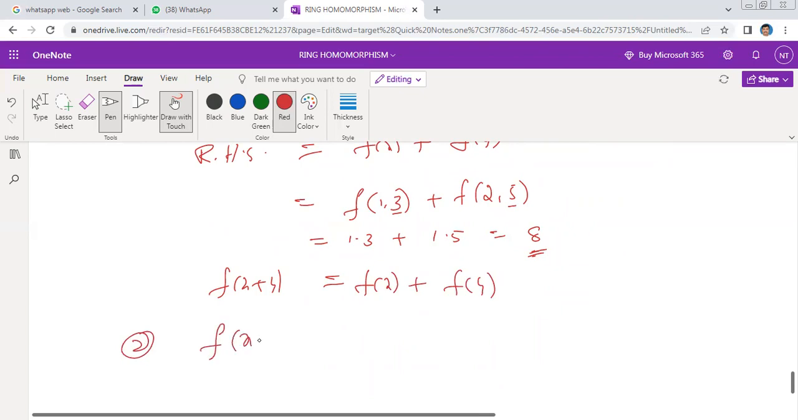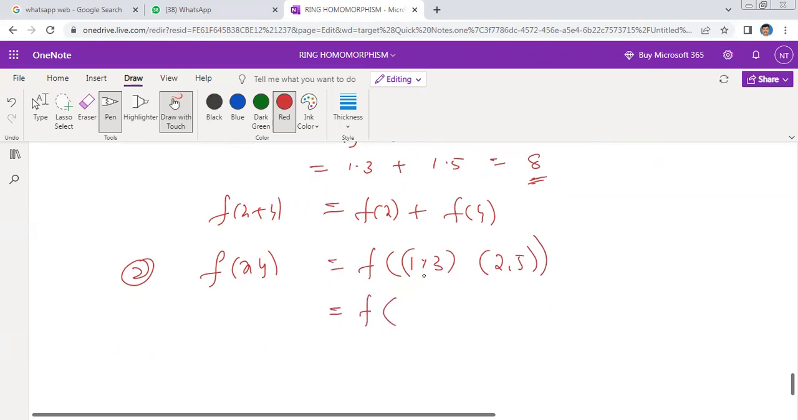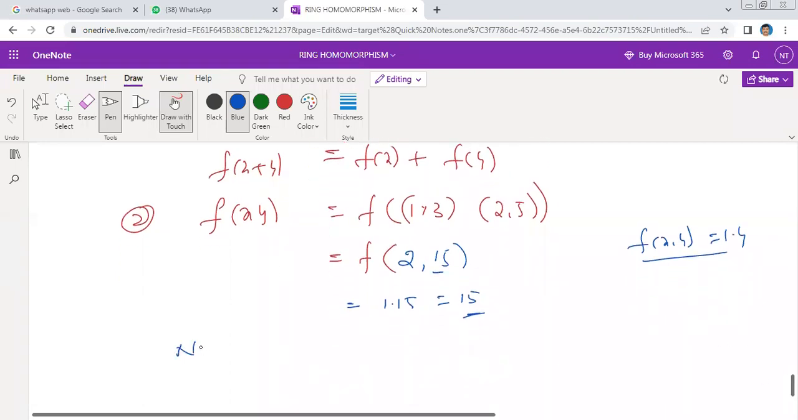Now take f of xy. x is 1 comma 3, y is 2 comma 5. So take the point-wise multiplication. What is the value of this one? 1 into 2, 2. 3 into 5, 15. The f of xy, already we mentioned, is equal to 1 times y, and y is equal to 15. 1 into 15, this value is 15. Am I right?